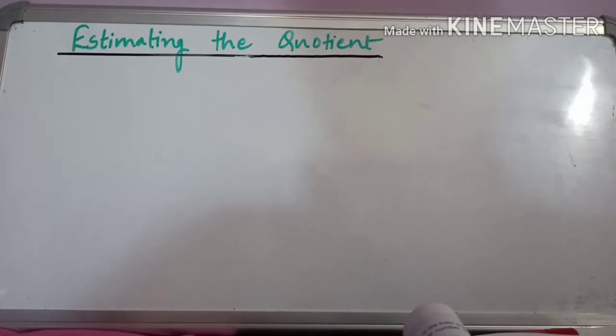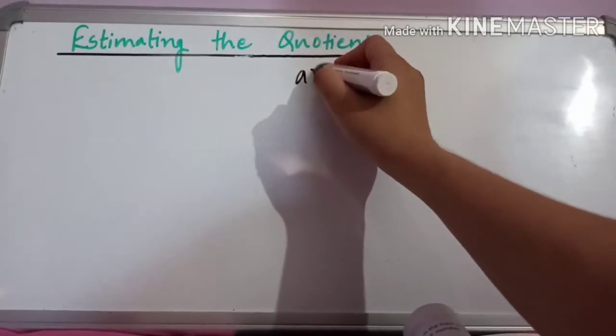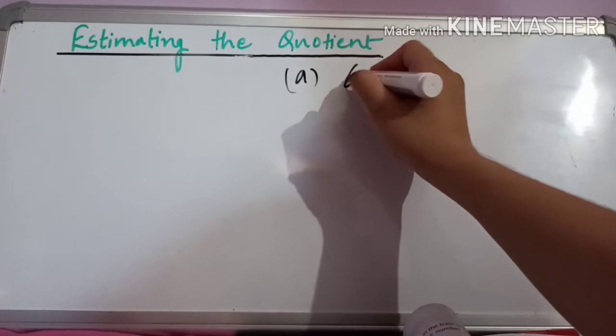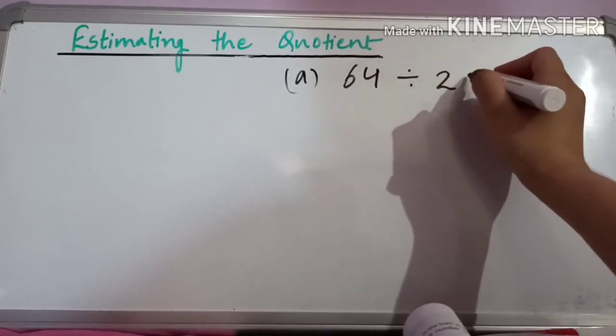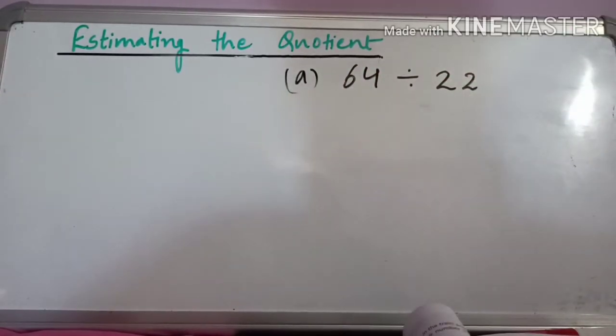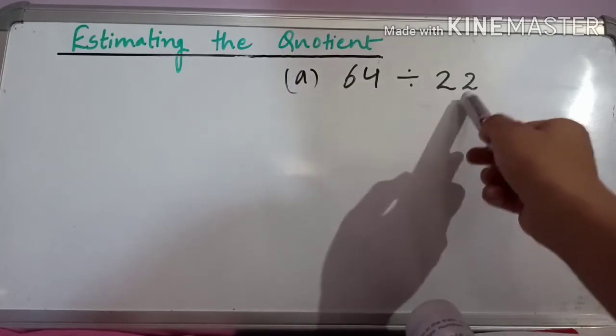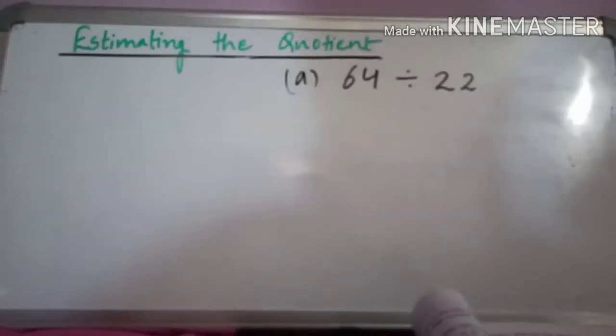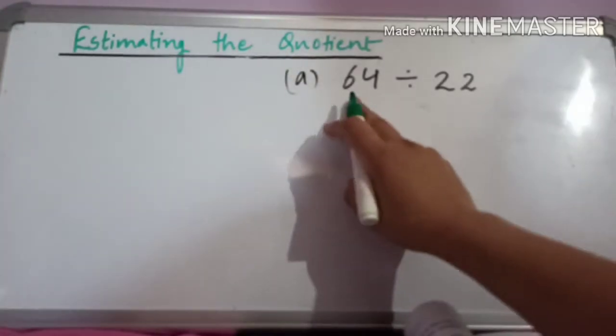So let's take an example first. 64 divided by 24. So here the dividend is 64 and the divisor is 24. Now we have to estimate the quotient. So we already know before estimation we have to round off these numbers. So let's take the dividend first.